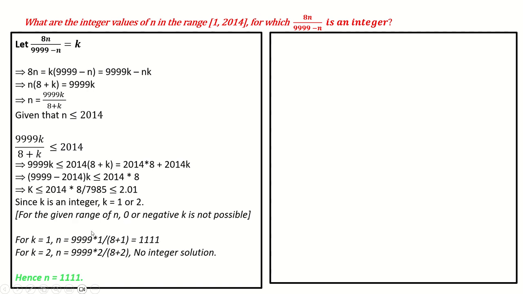So you take k equal to 1, then n will be 1111, okay? And k equal to 2, you don't get an integer solution. So n equals 1111. Okay, this is one way. The second method is you start from this expression here, n equal to 9999k divided by 8 plus k. You start from here, do it slightly different. Whichever is easy you think you can follow.